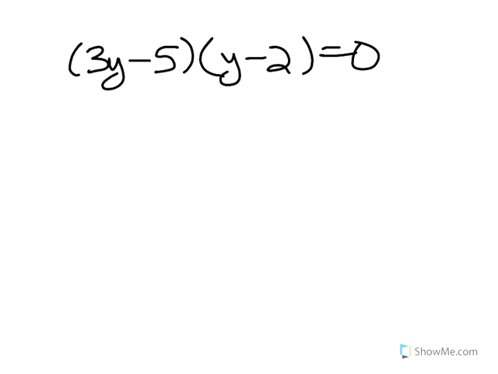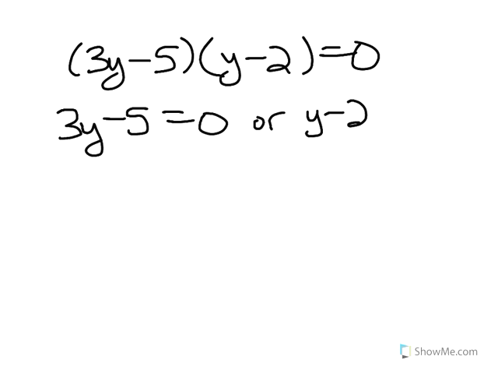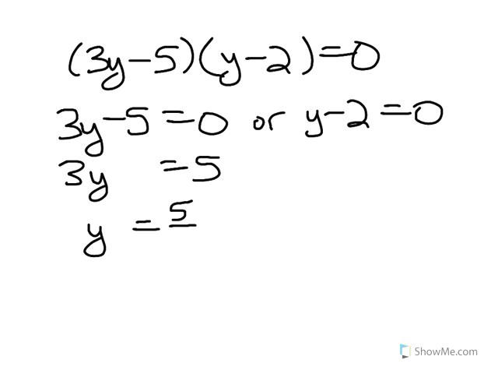Let's do one more of these just to make sure that it takes. Here, the left side again has already been factored for us. So we know that one of these things has to be 0. We just don't know which one. Either 3y minus 5 has to be 0, or y minus 2 equals 0. Now we solve the equations separately. On the left side, add 5 to both sides, and then divide by 3. So y could be 5/3.